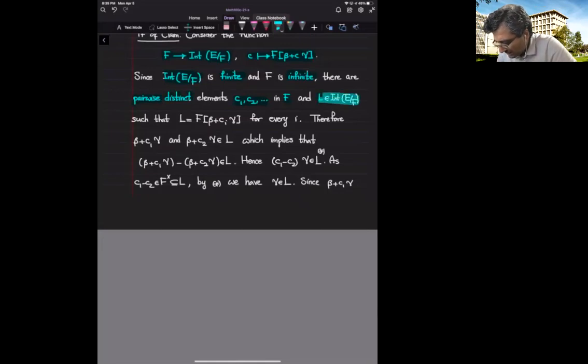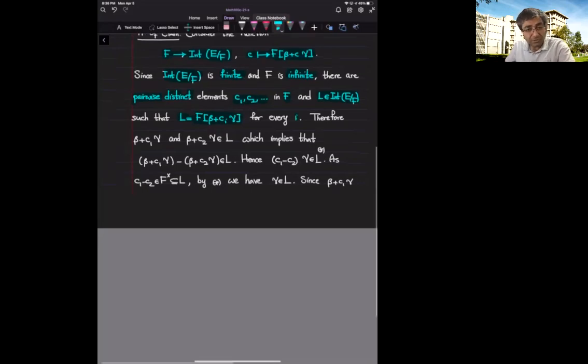So there exist these C sub i's and some intermediate subfield L, such that all of these C sub i's are mapped to the same intermediate subfield L. So L is the same as the field generated by F and beta plus C sub i gamma, no matter what I pick. For every i I have this equality. In particular, beta plus C1 gamma and beta plus C2 gamma, both of them are elements of the same intermediate subfield. And therefore, their difference belongs to the same intermediate subfield.